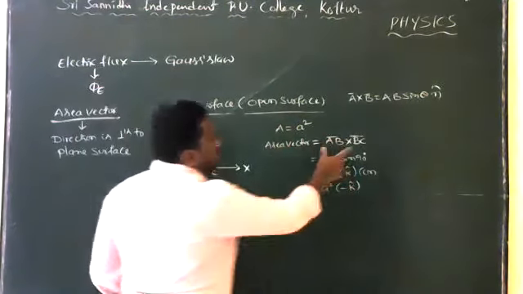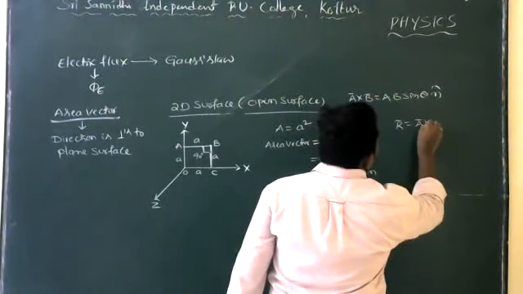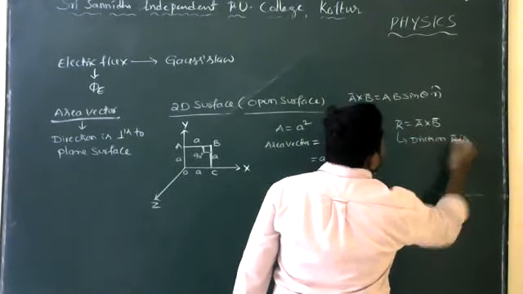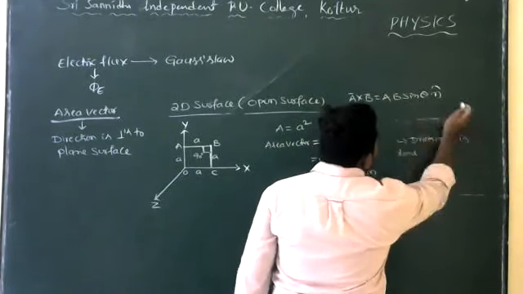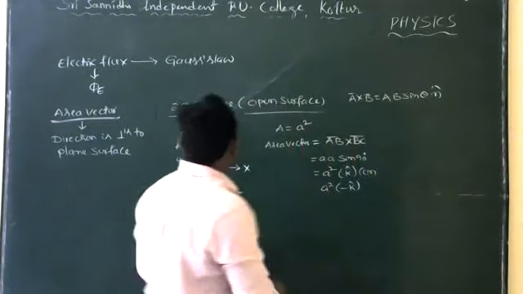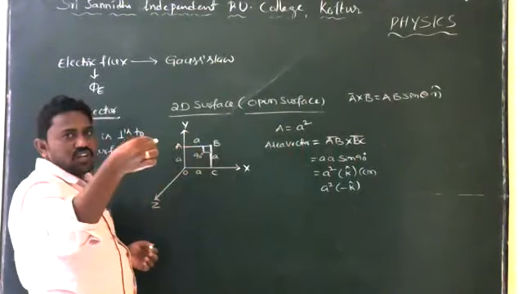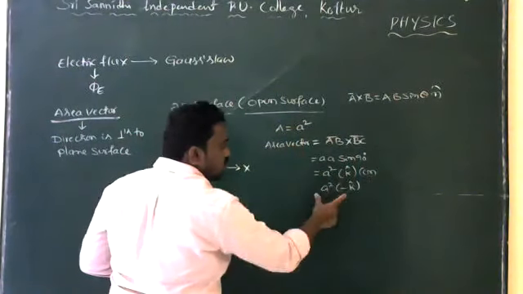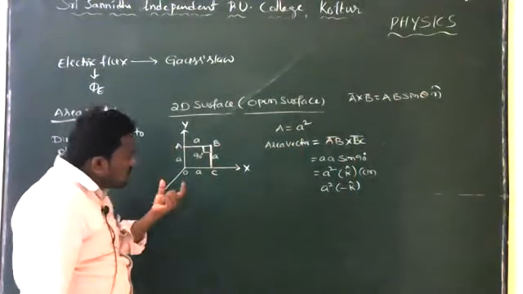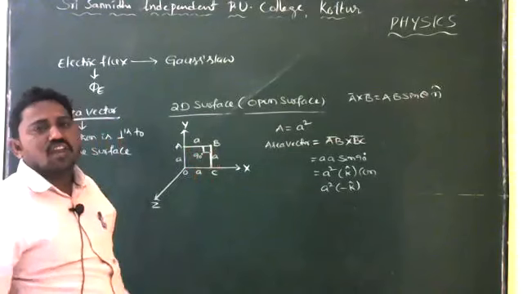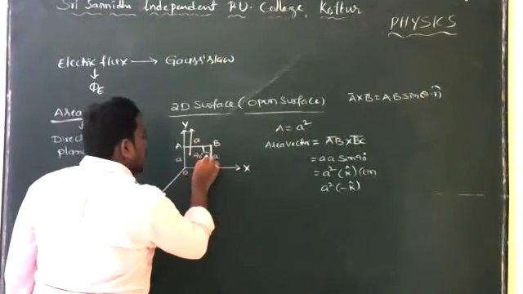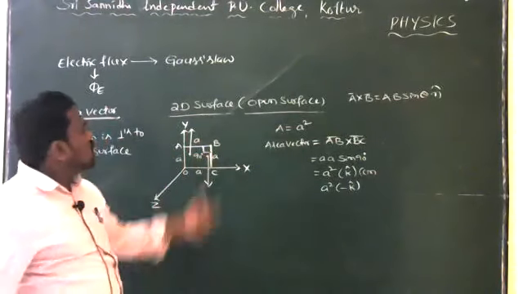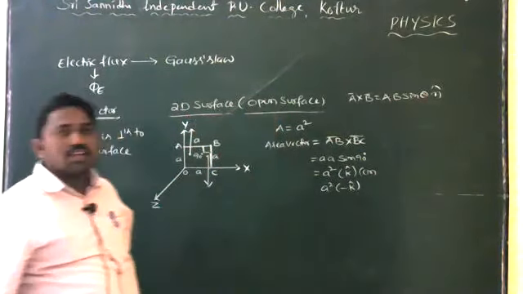Here A bar plus B bar, we know the resultant R is equal to A bar plus B bar. The direction of R bar is perpendicular to the plane of A bar and B bar. So XY is perpendicular to Z, so the Z axis gives the direction. Outward or inward, so A square k or A square minus k. In the case of 2D surfaces, both directions are correct. 2D surfaces are known as open surfaces.